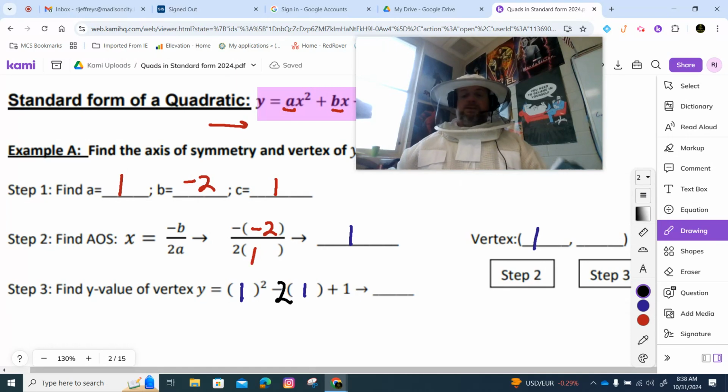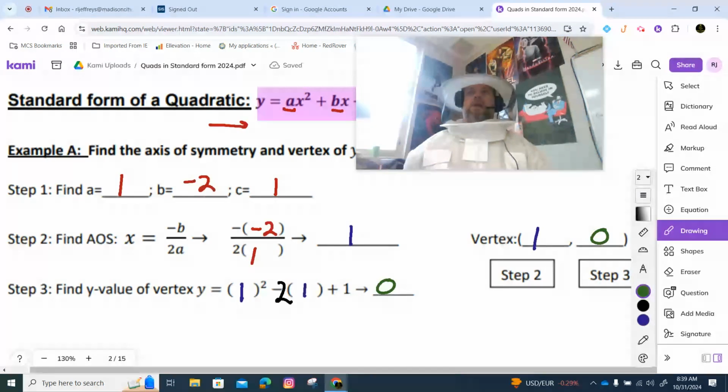Some of y'all should be used to seeing that because you're used to seeing that in the grade book and on tests and stuff. Okay?